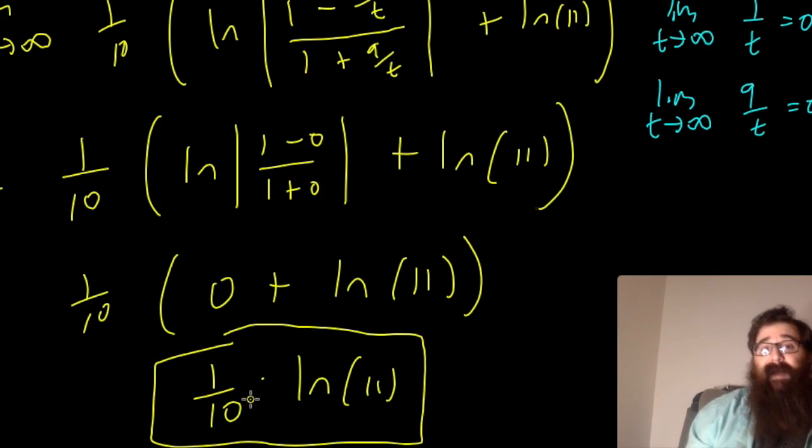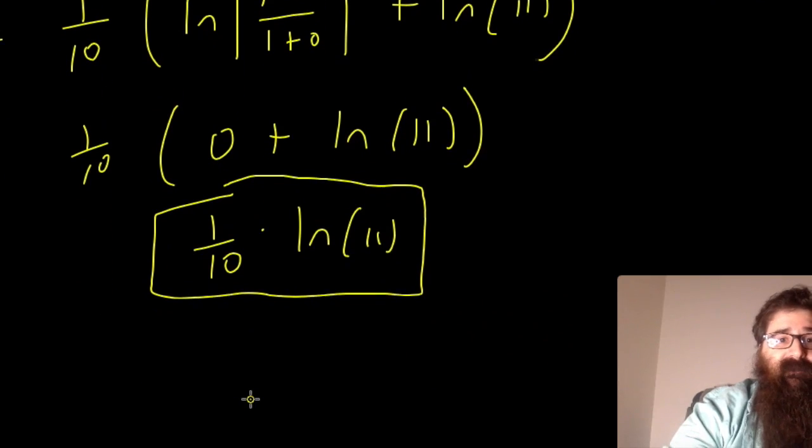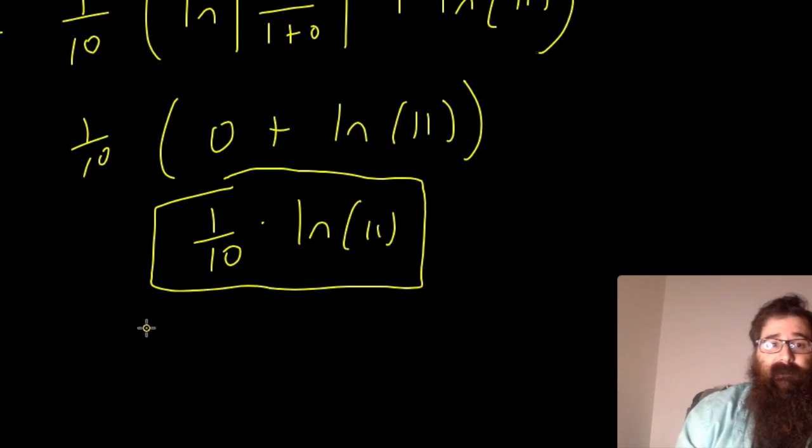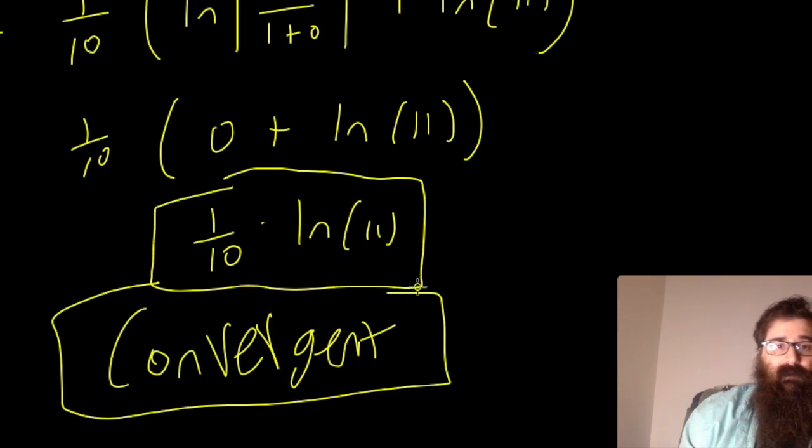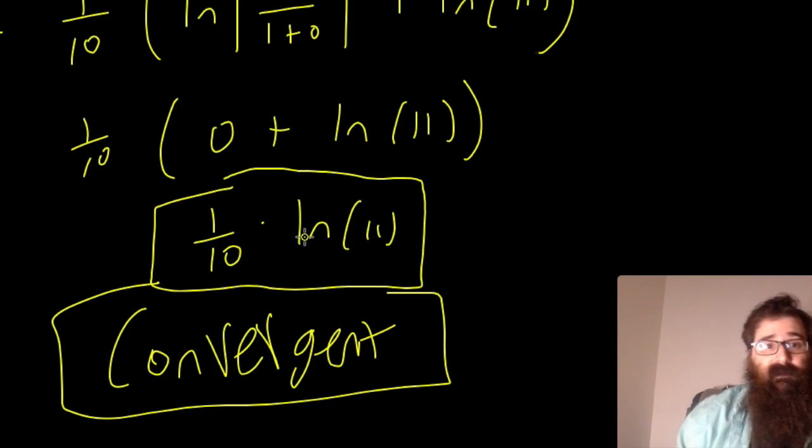Since this is a finite value, remember what we said in the lecture video, our improper integral gave us a finite number. This means we have a convergent improper integral. The improper integral converges to this value, 1 over 10 times natural log of 11.